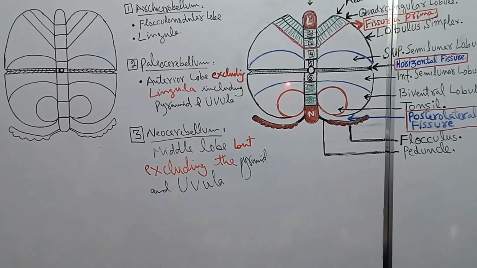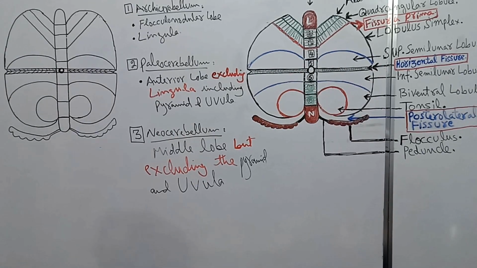Now the remaining parts, that is the middle lobe, but excluding the pyramid and uvula. Why? Because pyramid and uvula are included in the paleocerebellum. Therefore, the neocerebellum comprises the declive, folium, tuber of the vermis, and on each side, the lobulus simplex or simple lobule, superior semilunar lobule, inferior semilunar lobule, biventral lobule, and tonsil. These are parts of the neocerebellum.